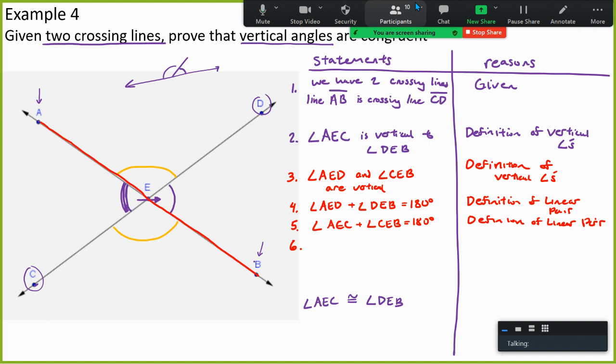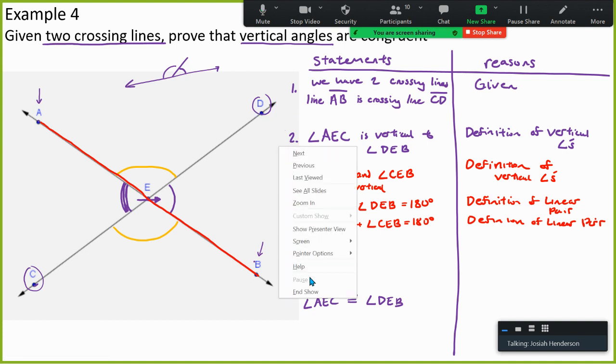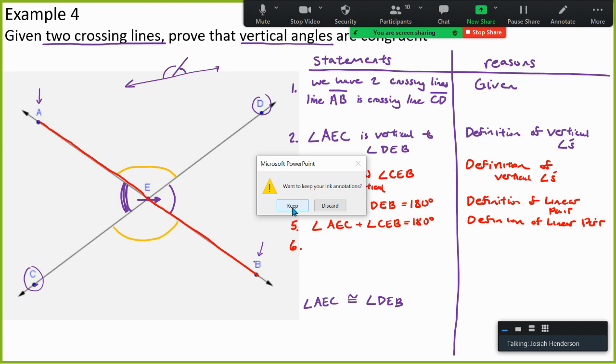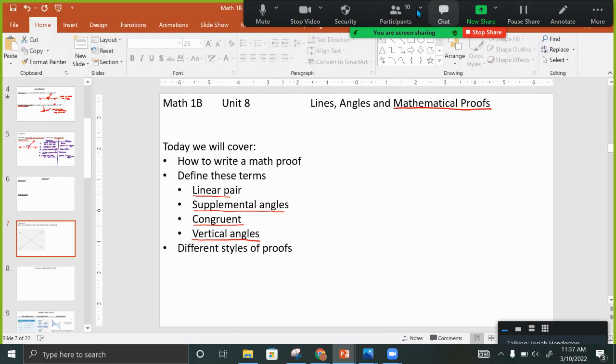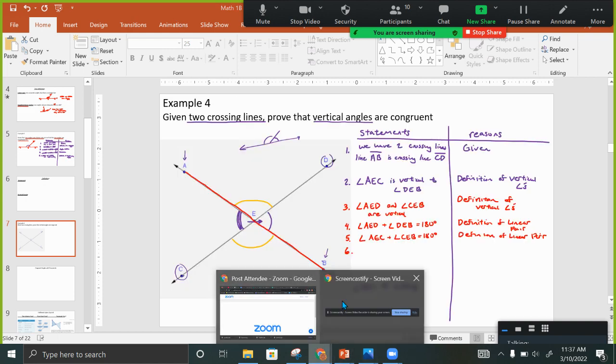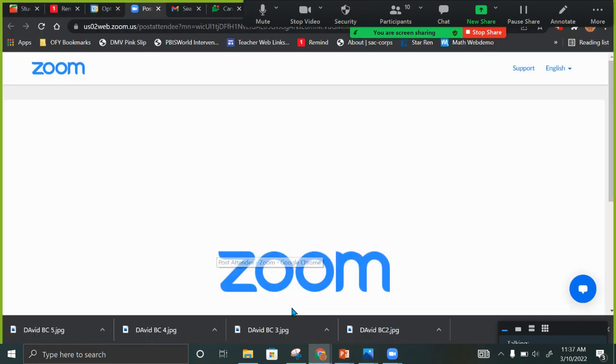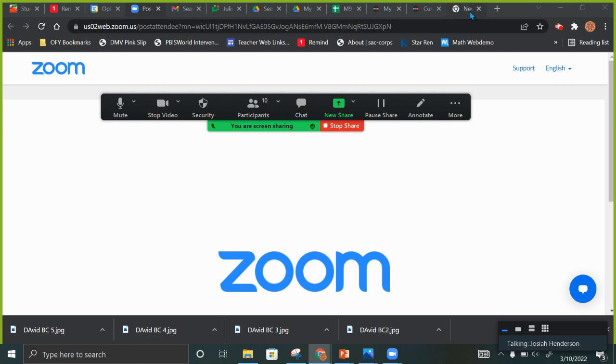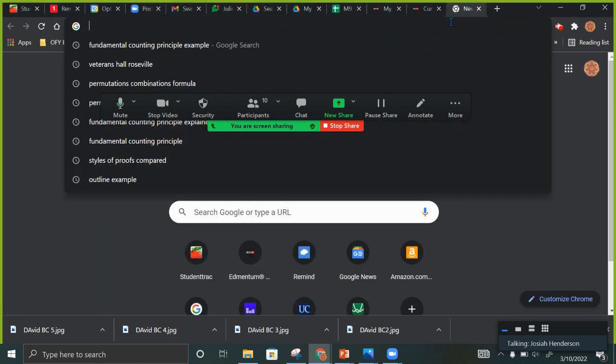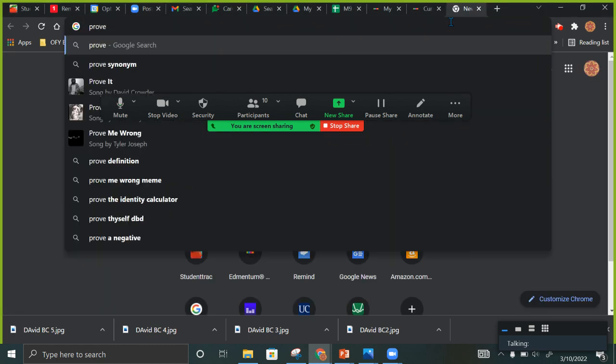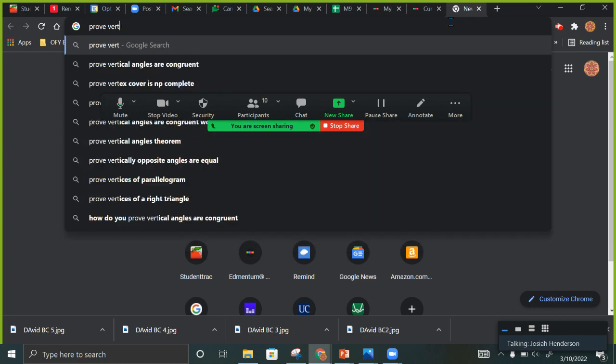So you know what I'm going to do? Rather than sit here in silence and wait because I can't think of it, we're going to come right back, but we're going to look up online and see another proof really quick, and see what the wide world of the internet might offer. Prove vertical angles are congruent.